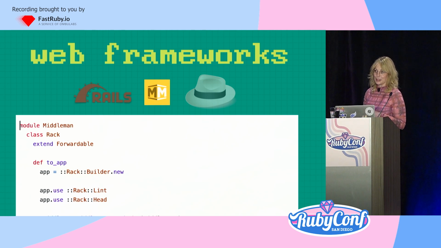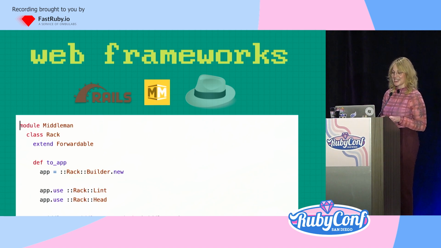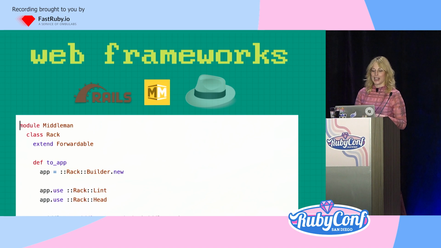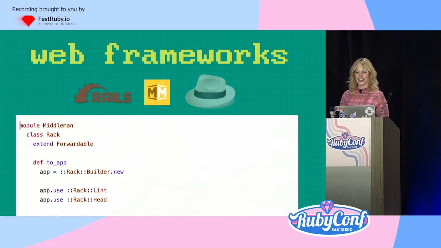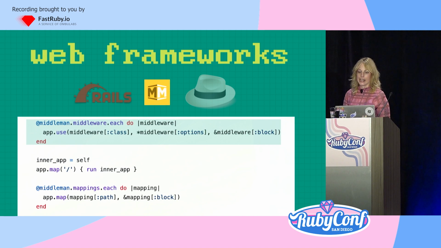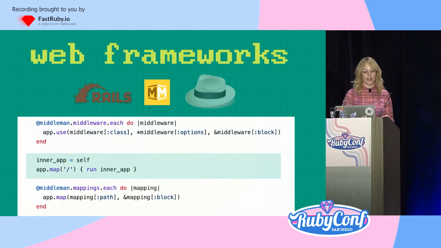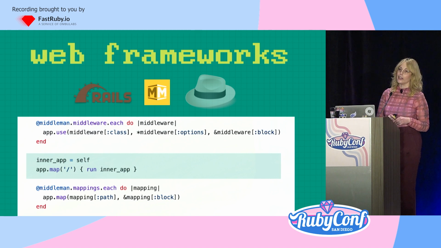Middleman's up next. Middleman, a static site generator, also uses Rack for its application initialization. First, we have essential Rack middleware for ensuring compliance with Rack specs and handling HTTP HEAD requests. Next, Middleman dynamically incorporates any additional middleware configured by the user, and then the root URL is mapped to the Middleman application, setting the foundation for routing all incoming requests.